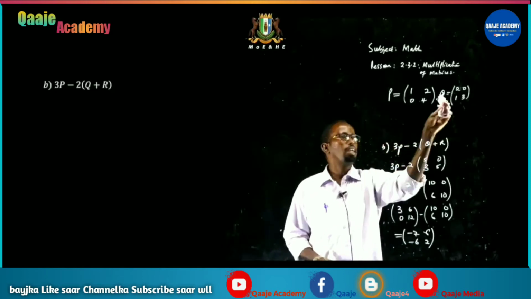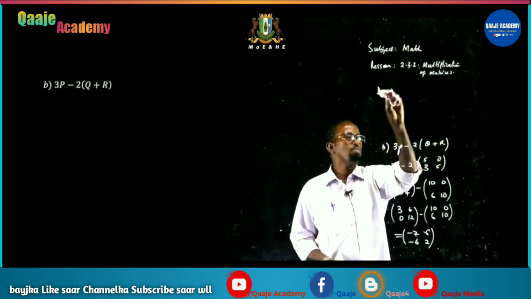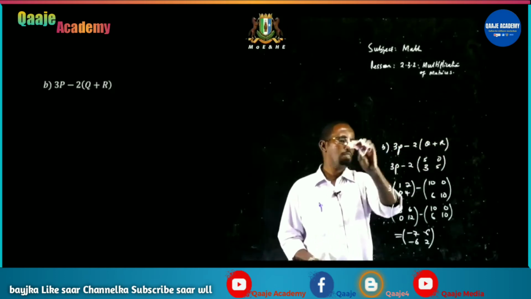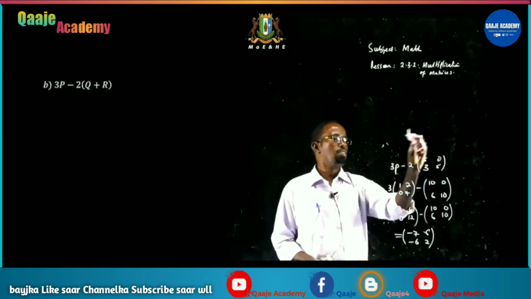You add QR, you multiply by 2, and then 3 multiplied by P, then you subtract at the end.